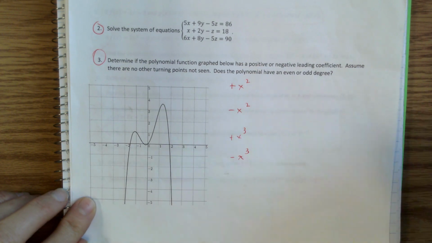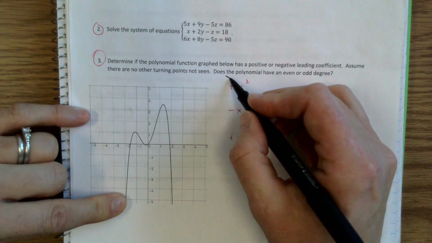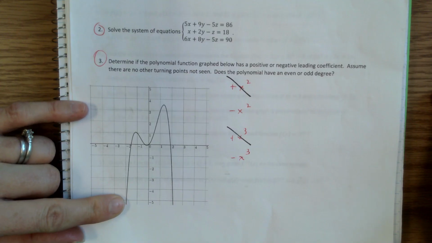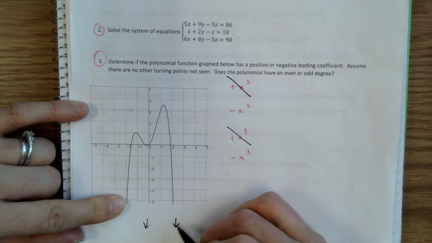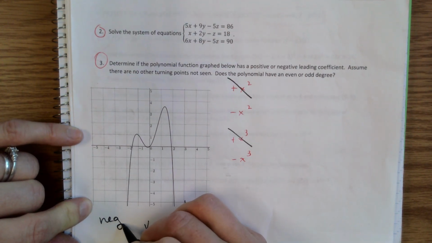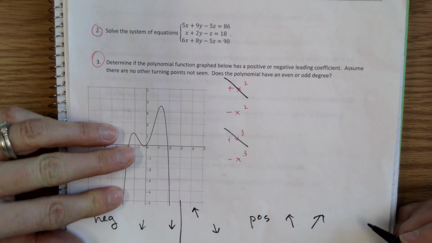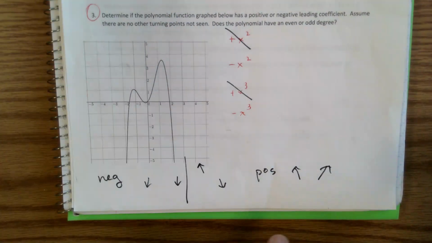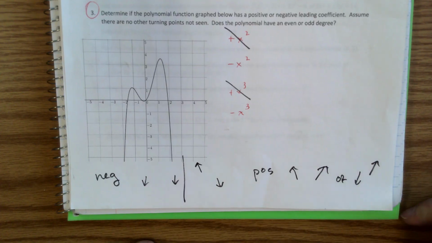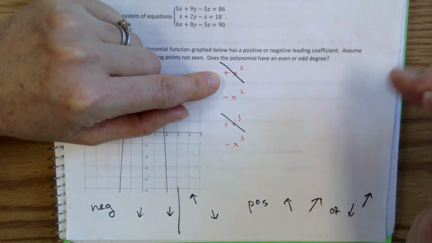Squared would be even, cubed would be odd. Since both sides go down, we know that it's going to be even. So it's not either of the positive cases. Our negative options are down on both sides, or up on the left and down on the right. These are both negative. And then the positive cases would be up on both sides, or down on the left and up on the right. Or we can even just look at these 4 cases right here, might be easier.